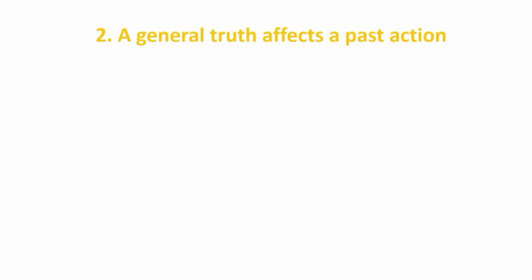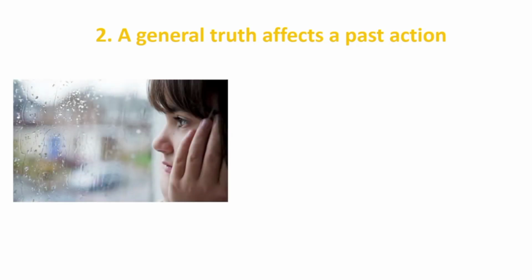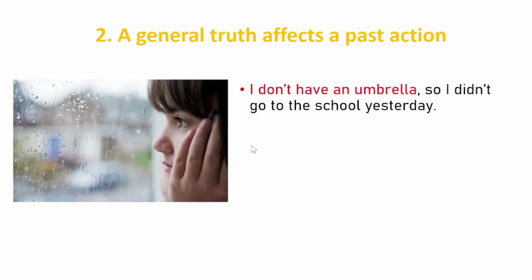The second one: a general truth affects a past action. So there's a picture here. I don't have an umbrella, so I didn't go to school yesterday, said this girl. Not having an umbrella is the general truth. Yes, this girl has no umbrella. So it affects the past action.